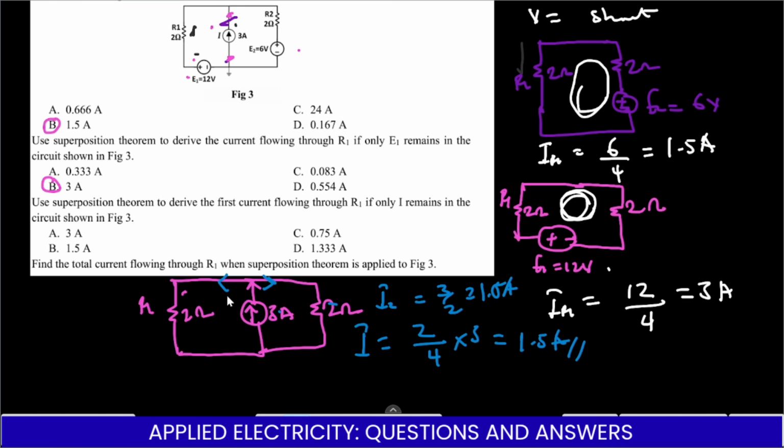So that is all for the analysis we did for today. The next question states that we should find the total current flowing through R1 when the superposition theorem is applied. Now you realize that the question is not clear, which means there is an omission of something. They didn't tell us which source we are taking out, or that we should find the current in R1 when all the sources are acting. That means we just analyze them individually.